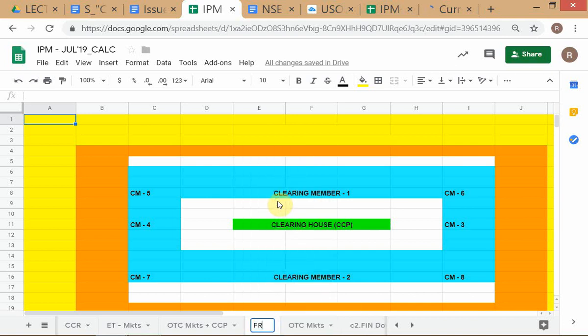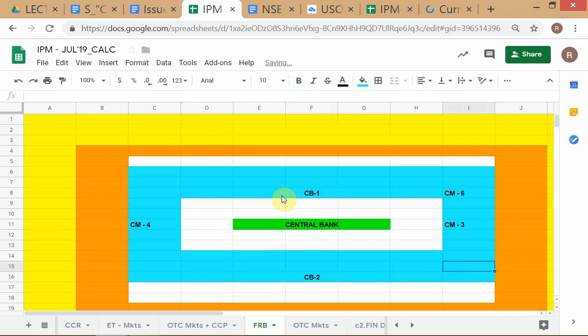So I'm going to write FRB, which is fractional reserve banking. Is that okay? FRB also stands for Federal Reserve Banks. Okay, so CB. Let's just have a few CBs so that I don't have to write too many.